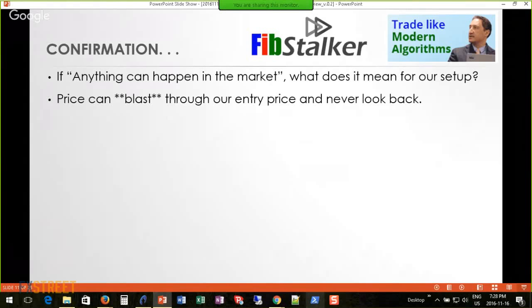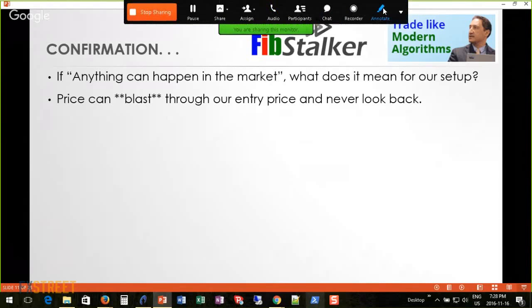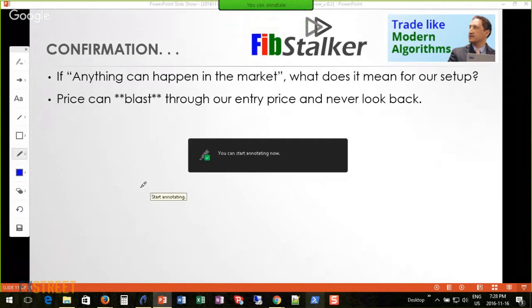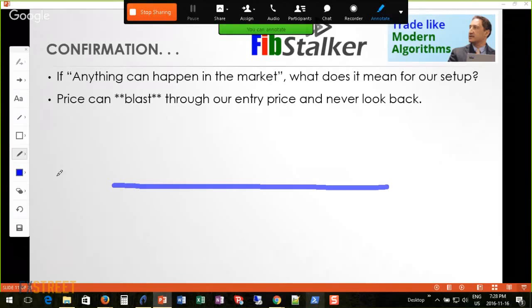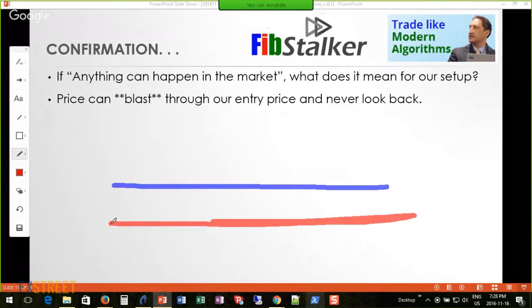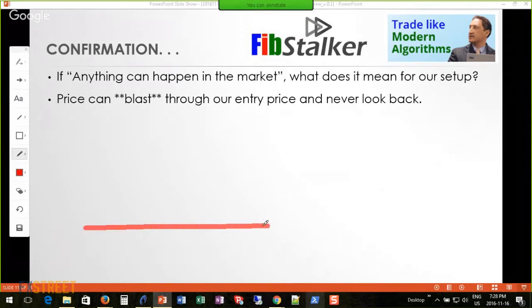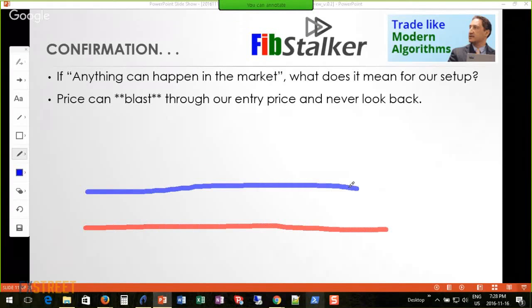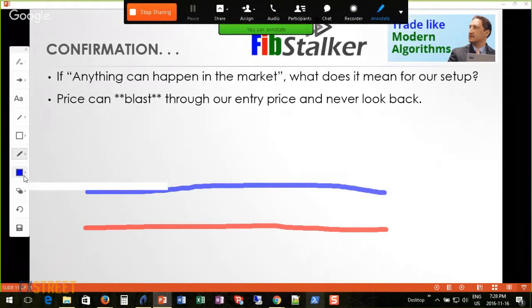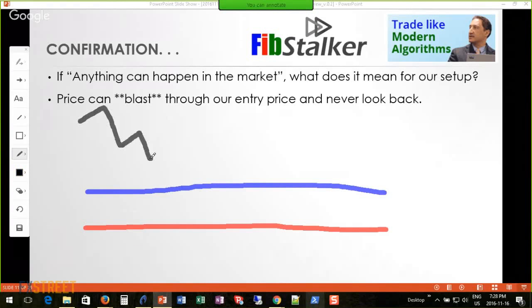It means that price can actually blast through our entry price and never look back. So if I have an entry level that I identify with some method, for example, a FibStalker level, and I have a stop level as well, which I've identified with same or other methods, like for example, smart or dumb money. Now, if anything can happen in the market, sorry, I just deleted that. So I'll trace it again. This was our stop level. This was the start of our entry area. Now, if anything can happen in the markets, the market could come into this area. Instead of reacting in this area, it could just continue and stop us out.